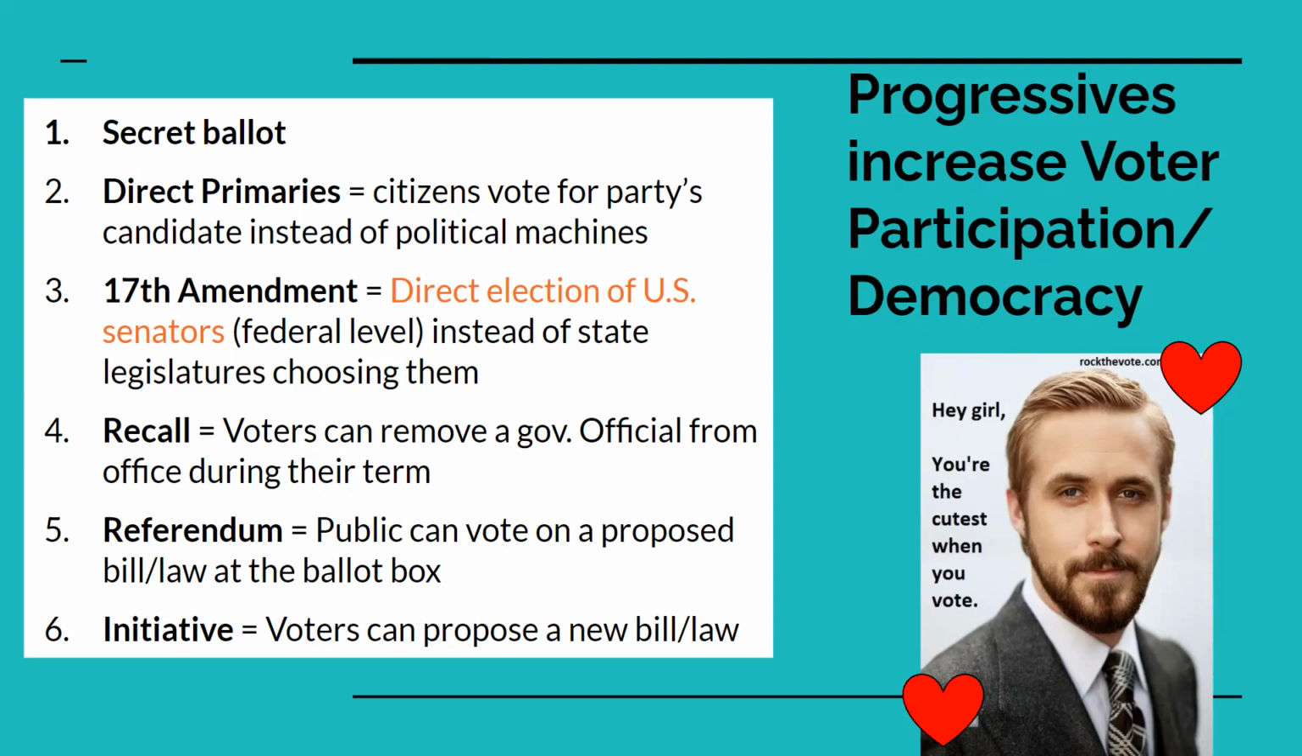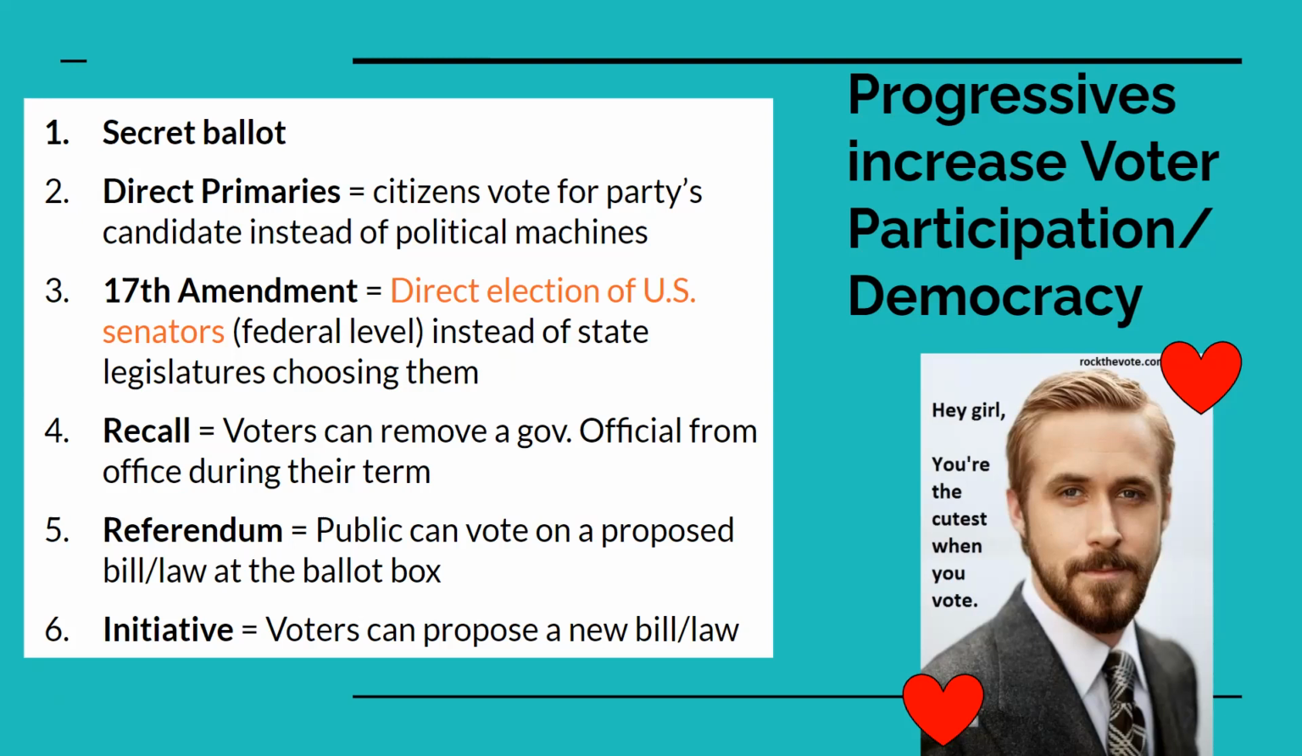The 17th Amendment is the direct election of US senators, on a federal level. We've already had direct elections on a state level since Andrew Jackson's time. That was one of the political reforms then. But since then, state legislators choose the federal legislators, and now we get to elect both.